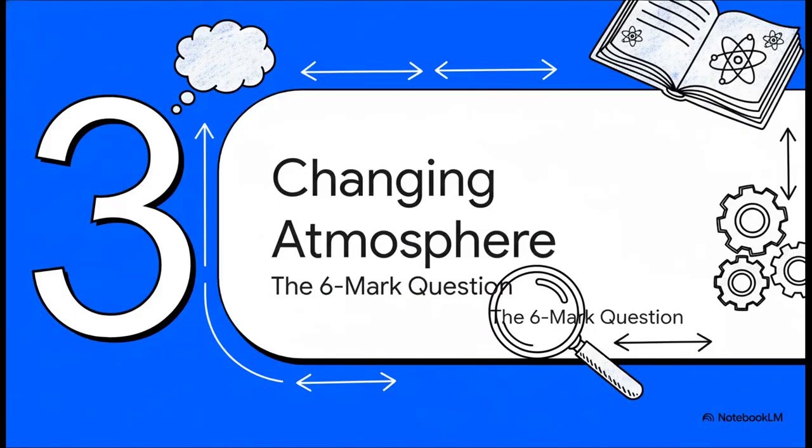All right, deep breaths. This is the big one, the main event. It's the 6-mark question. Now, for these big questions, you can't just throw down random facts. You've got to tell a story, a logical, connected explanation. Let's break it down piece by piece.